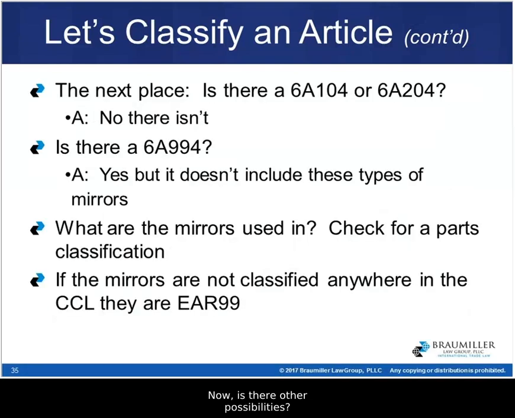Now, are there other possibilities? We saw the 6A004. If it does not meet the 6A004, is there a 6A104 or a 6A204? Review would indicate no, there's not, and the rest of that analysis would indicate that it does not appear to meet any of those requirements or specifications. Then it's likely not classified under the ECCN. Again, if it does have those features, then it would be.